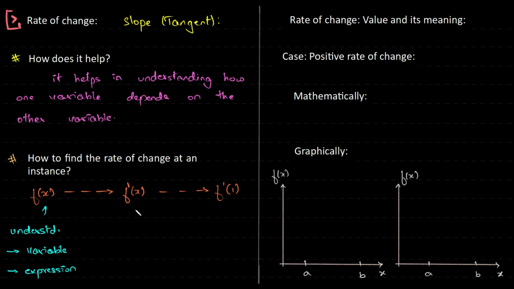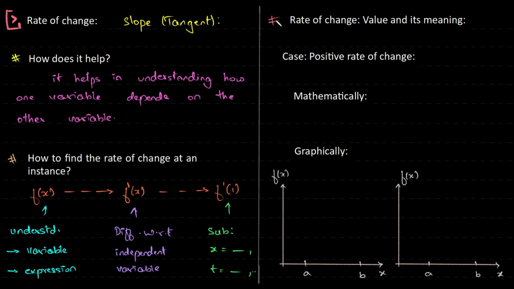Once we have that, all we have to do is differentiate it with respect to the independent variable. And finally, we need to substitute either x as some value or t as some value, it depends on what the variable is. So this is the funda.